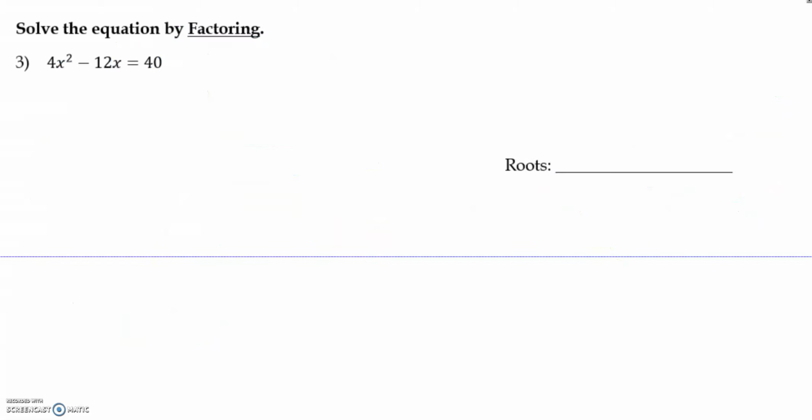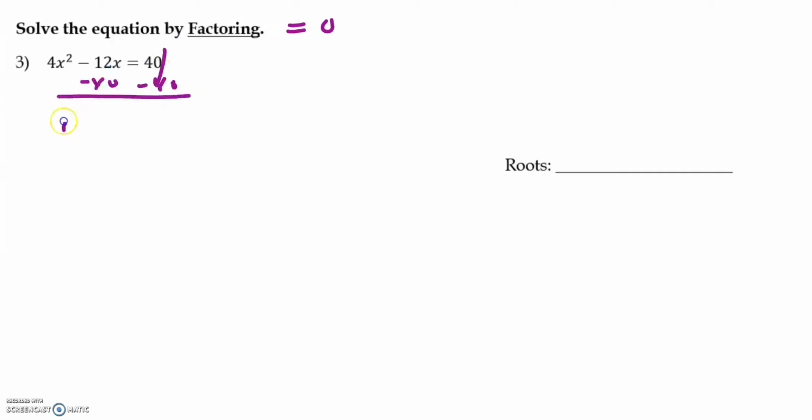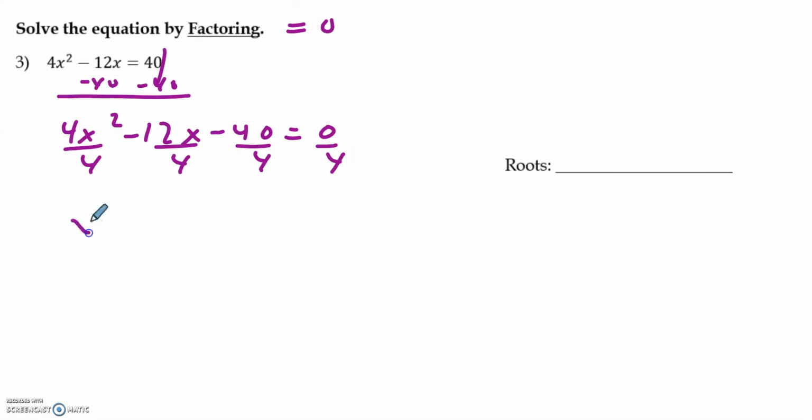Number 3, solve the equation by factoring. In order to factor, we need it equal to 0. So the first thing I'm going to do is subtract the 40 over to the other side and get 4x squared minus 12x minus 40 equals 0. I then notice that I have a greatest common factor of 4, but because it's an equation, I could divide everything by 4 to make my life easier. When I do that, I get x squared minus 3x minus 10 equals 0.